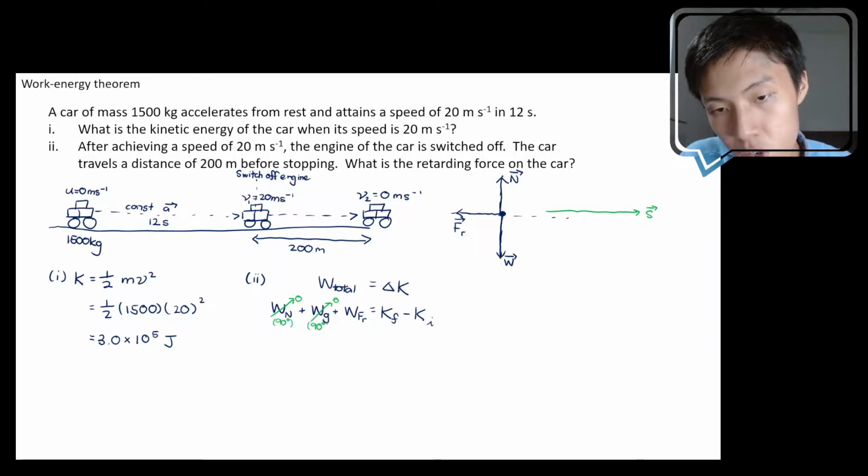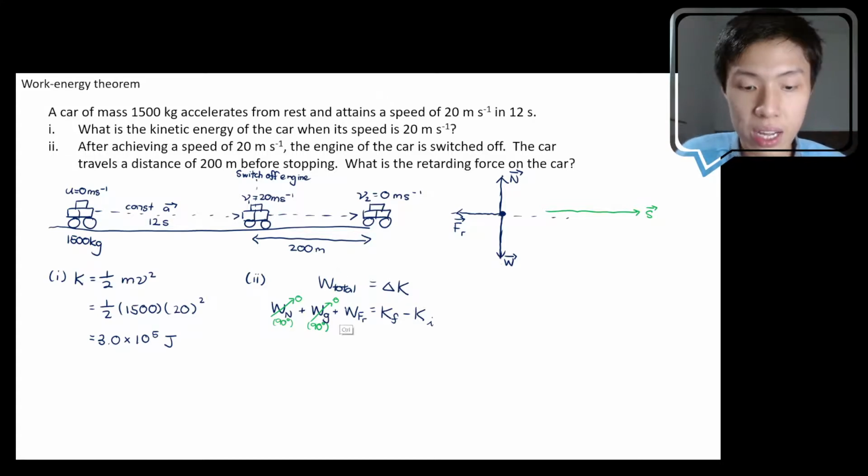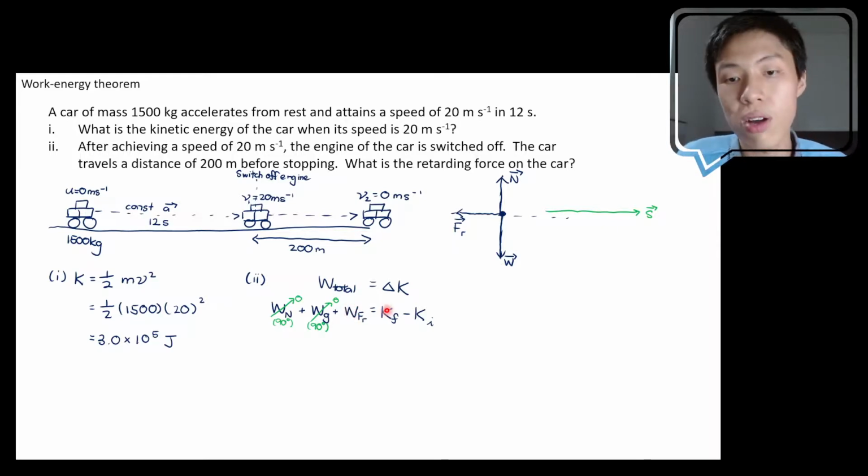Okay, so your total work done now is equal to the work done by the retarding force. The only force that is doing work on the car is the retarding force. So now you have modified your equation to be: work done by the retarding force equals the final kinetic energy minus the initial kinetic energy. Okay, so this is how we do it step by step.